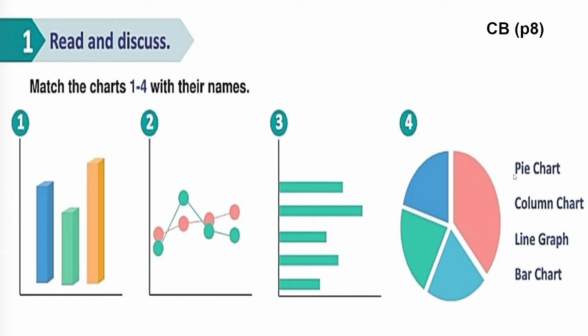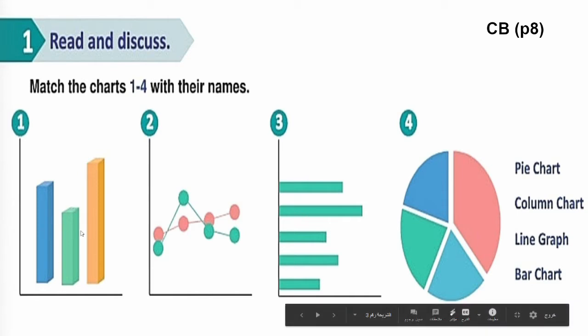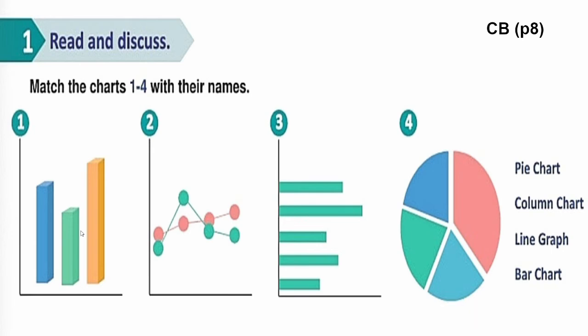As you can see, a pie usually has a circular shape, so probably number 4 is the corresponding one. Concerning column chart, here we have columns, so probably number 1 is column chart. Concerning number 2, as you can see here we have lines, so probably number 2 is line graph. And finally here we have bars, so number 3 is a bar chart.